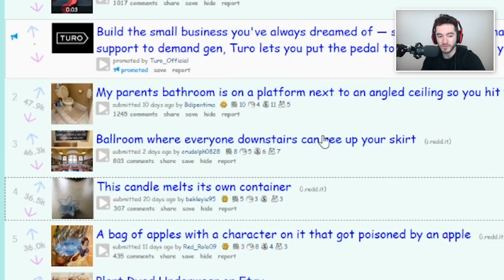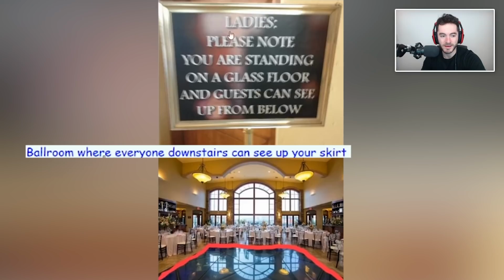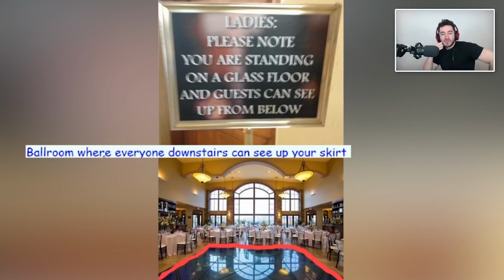Ballroom where everyone downstairs can see up your skirt. Ladies, please note you are standing on a glass floor and guests can see up from below. Are we sure this was crappy design and not intentional from someone who was going to get a kick out of doing it? Because I'm honestly not so sure. Oh, man. I think somebody did this on purpose.